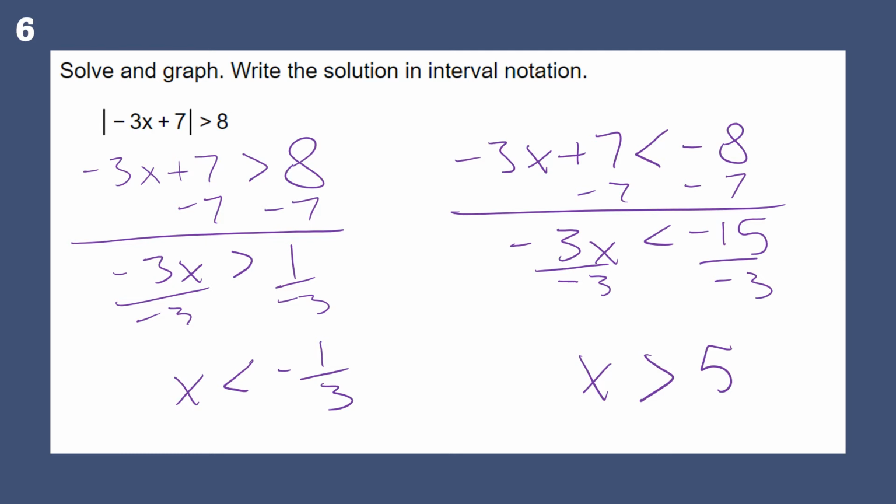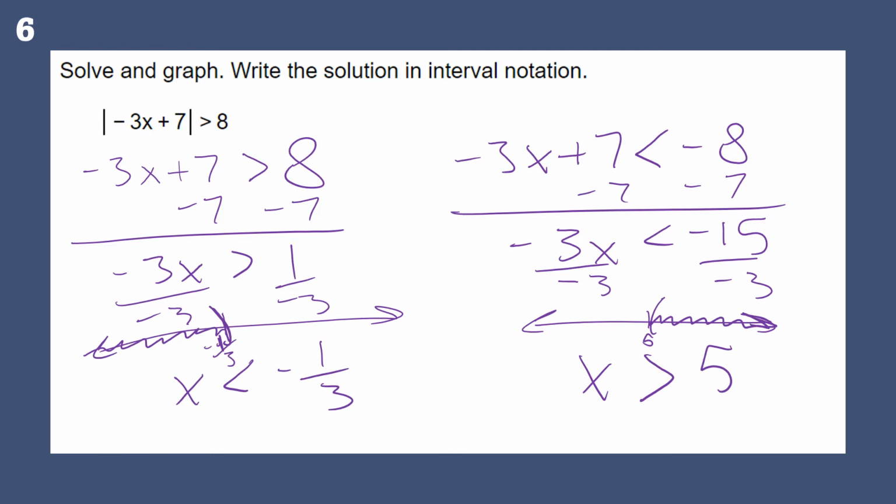So in order to graph that, I'm going to graph each of them separately and then put the graphs together. The first graph is x is less than negative 1/3. So I'm going to go to negative 1/3, and it's less than that, so I'm going to go left of that. This one says x is greater than 5, so I'm going to go to 5, and it's going to be greater than 5. So these are actually going in opposite directions.